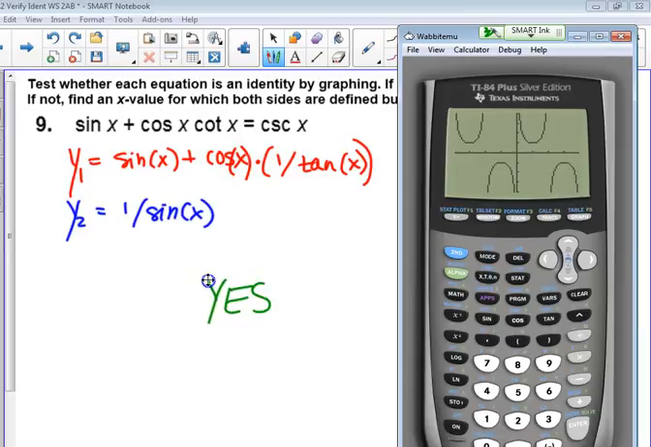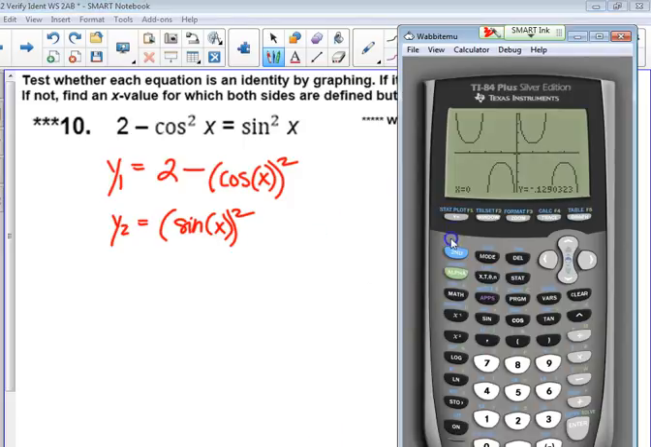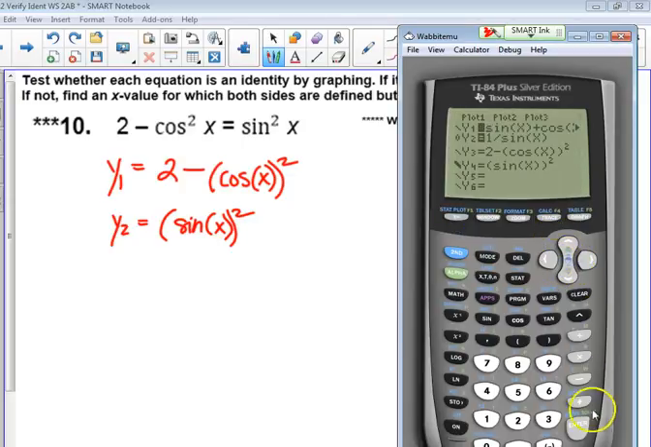Actually, I might go back and prove this one too if we have time, but number 10, how do you type cosine squared in your calculator? Well, if you have the new operating system, it will let you type this, okay? The old operating system, you had to put extra parentheses in because it's not just squaring the x, it's squaring the whole function. So I always type it with the extra parentheses. Now, I want to show you, I did this.